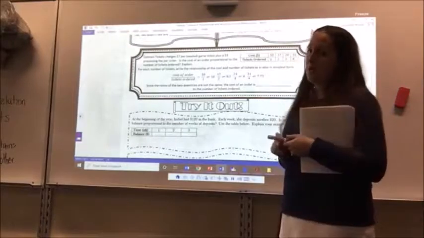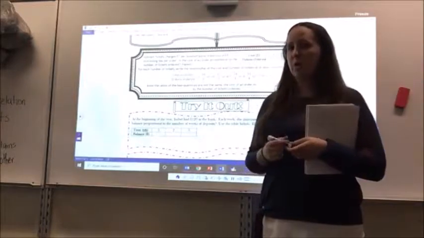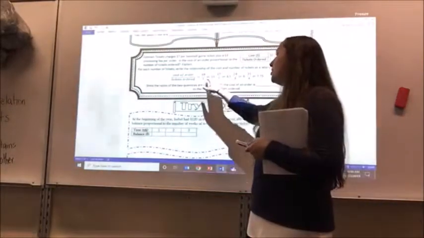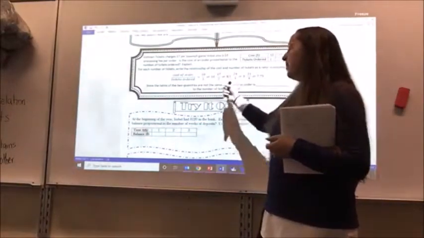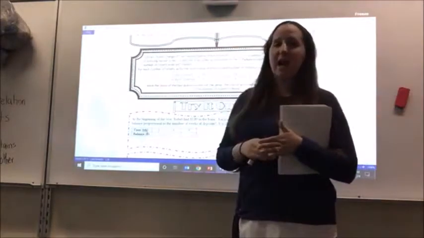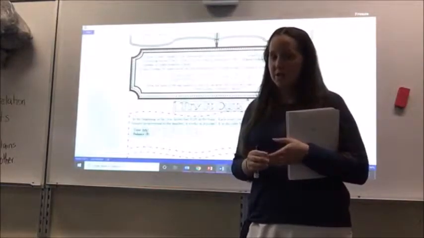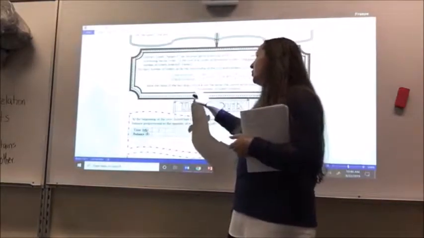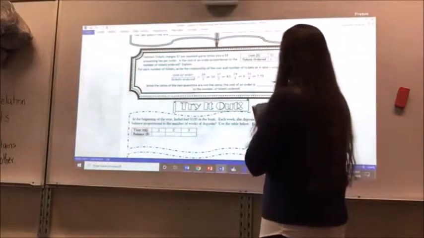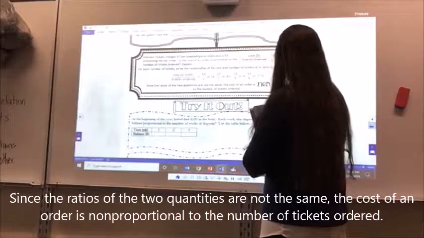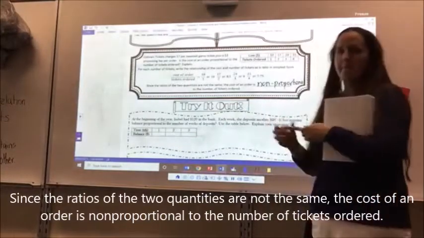4 tickets is $31. So I want to go ahead and divide each of these and figure out if it's proportional or non-proportional. If I do 10 divided by 1, I get 10. 17 divided by 2 gives me 8.5. At this point, I can stop because they're two different numbers, which means that this is a non-proportional relationship. Since the ratios of the two quantities are not the same, the cost of an order is non-proportional to the number of tickets ordered. So it's non-proportional.